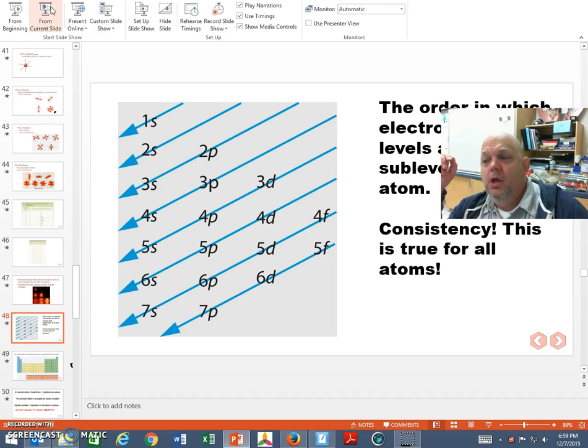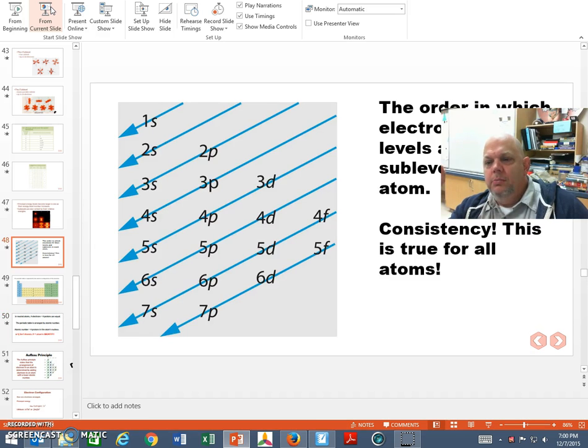Okay? Now, the order in which the electrons fill the sublevels. Guys, I'm looking at 1s, 2s, 2p, 3s, okay, 3p. Notice it goes to 4s, then 3d, then 4p, and then 5s. That's the extent I would want you to know. Okay?